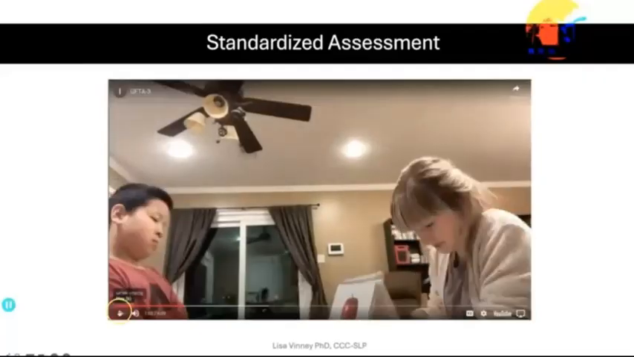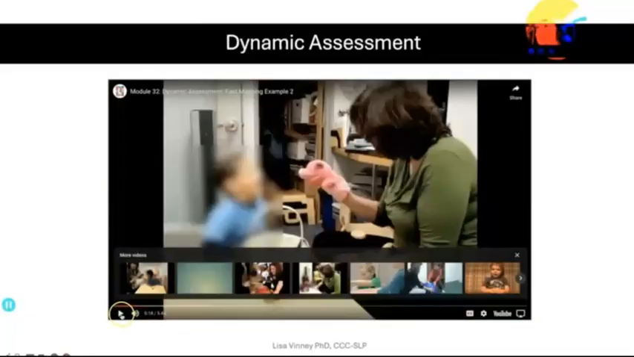Good job. Okay, so then she's marking down whether he is producing each of the speech sounds and the words correctly. And by doing this, you can get a kind of a standard profile of what speech sounds the child can say. You compare that, in this case, to a normative sample that is associated with scoring with this test. Let's look at dynamic assessment.